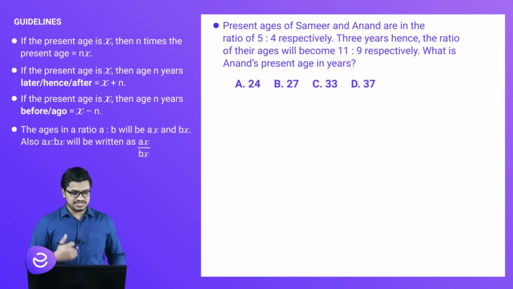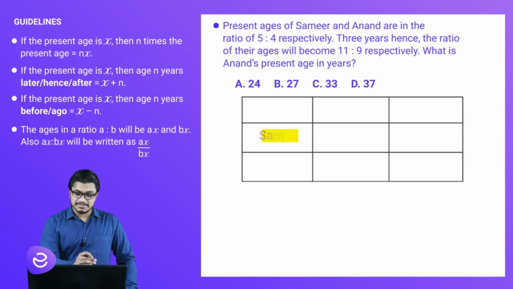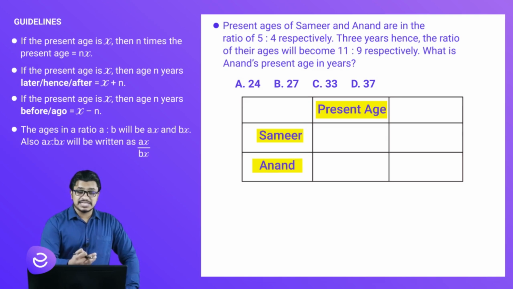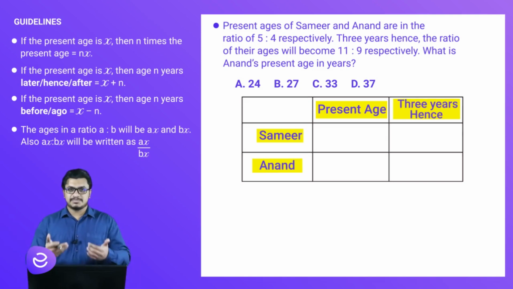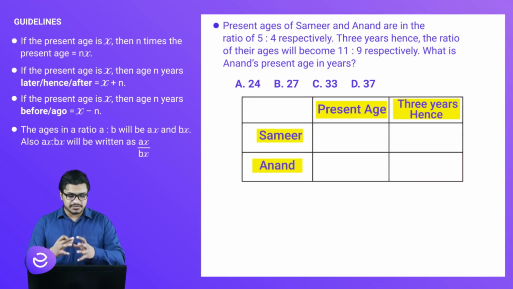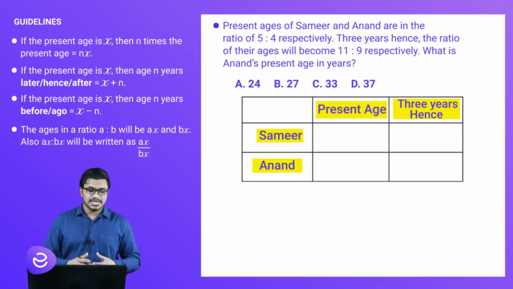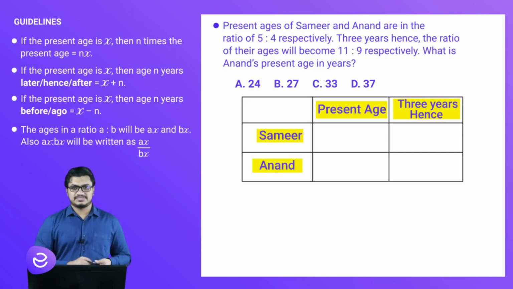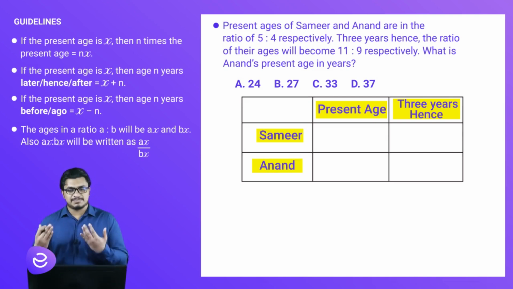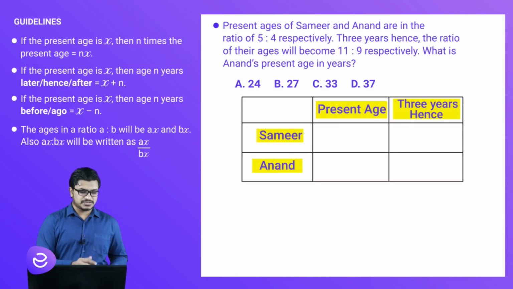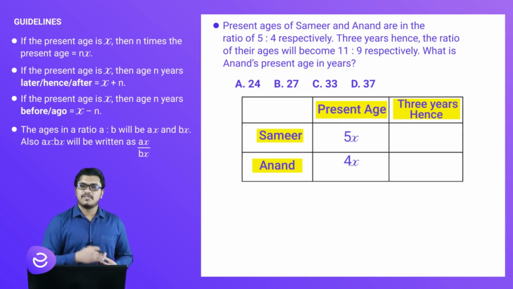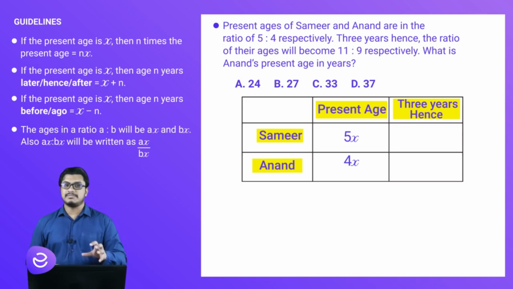Now, let's start the question. We have Samir and Anand. We have their present age and age after 3 years. So, just like the previous problems, we will try to come up with a picture and represent it in a tabular form. So, we have Samir, we have Anand and their present ages. The present age ratio is 5:4. So, let's take the present ages as 5x and 4x. Samir's age is 5x because it is given first, and Anand's age is 4x. So, we have a representation of their present ages.